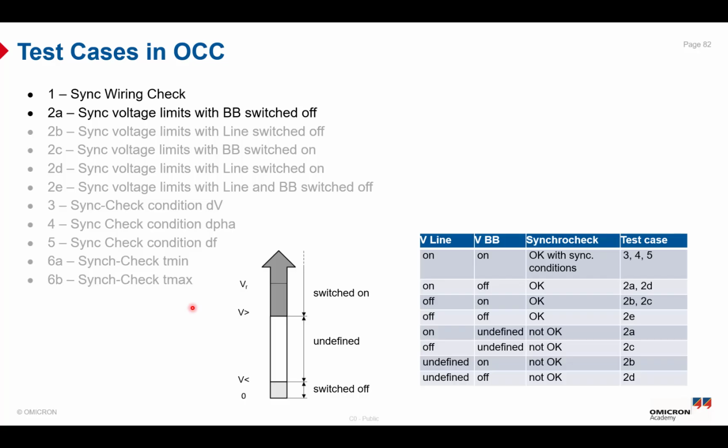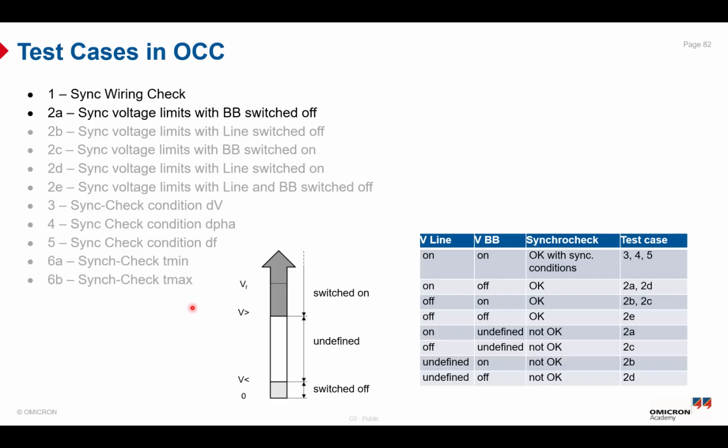2E, Synchrocheck with the line and the bus bar switched off, which means a dead situation, and in most cases this dead situation is deactivated inside the relay configuration and inside the relay parameter setting. So we have three scenarios to be tested, which are live line dead bus, or live bus dead line, or live line and live bus bar. But the dead line dead bus bar is, in the most common cases, not activated inside the relay configuration.